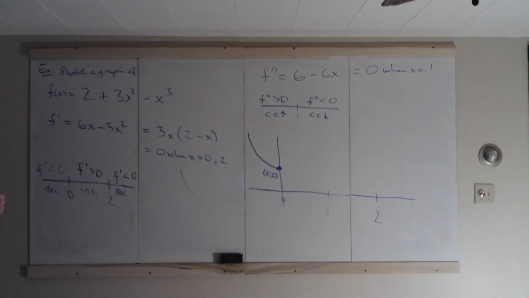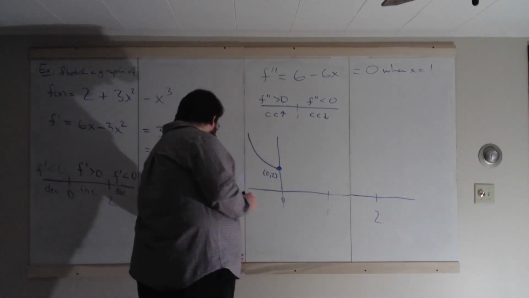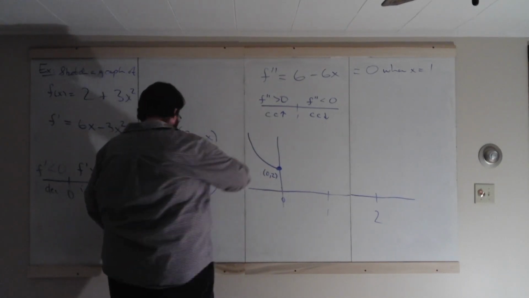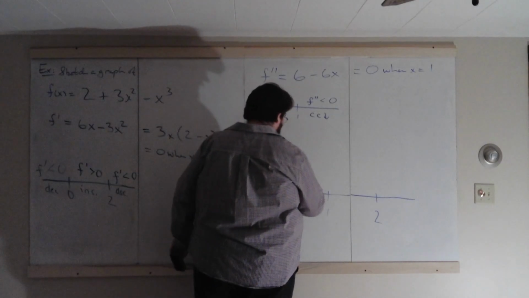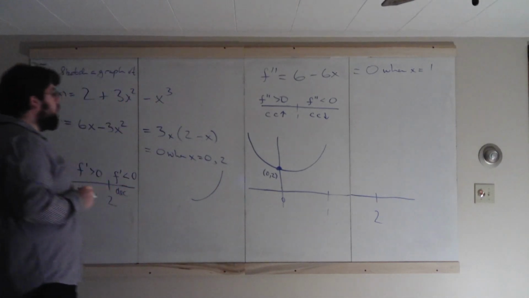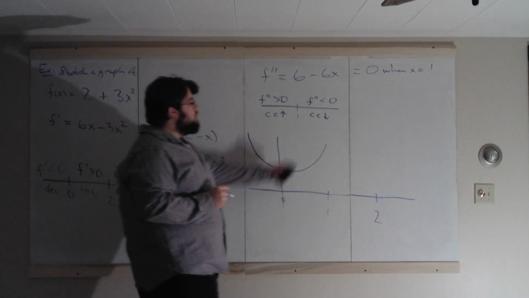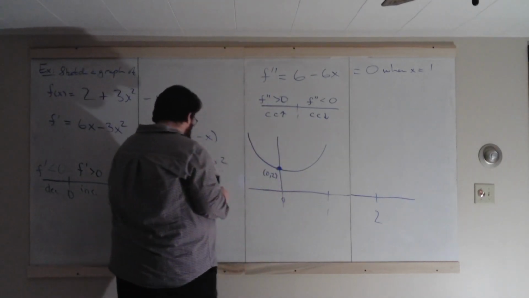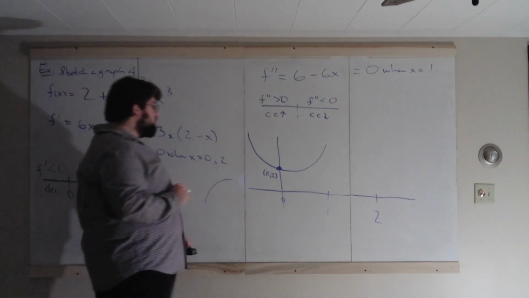Next relevant interval, 0 to 1. Increasing and concave up. What does increasing, concave up look like? That, until it gets to 1. 1 to 2 is the next relevant interval. Increasing and concave down. Increasing, concave down would look like that.